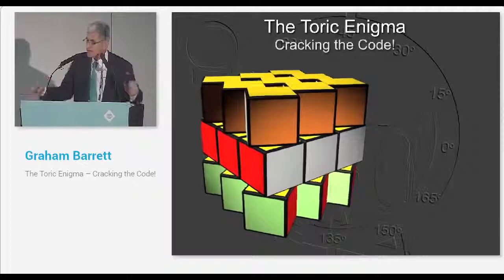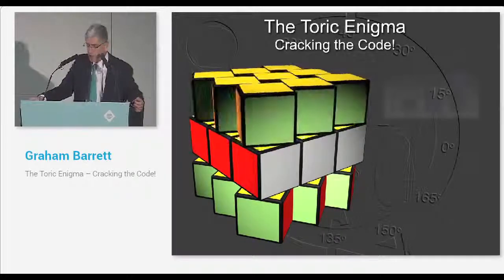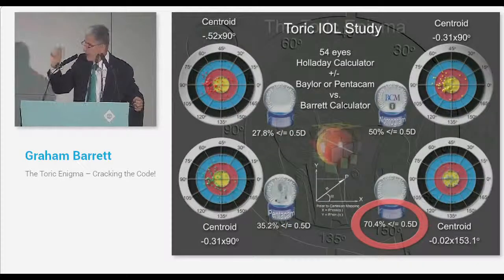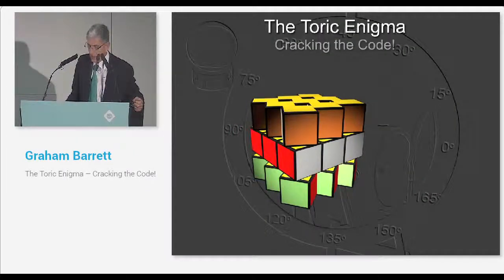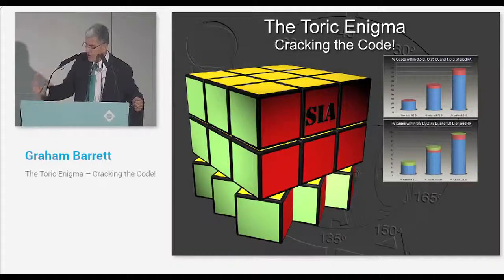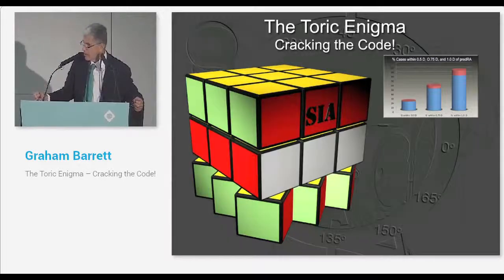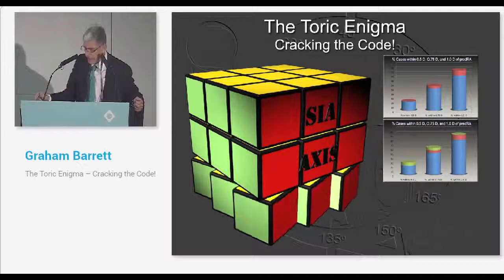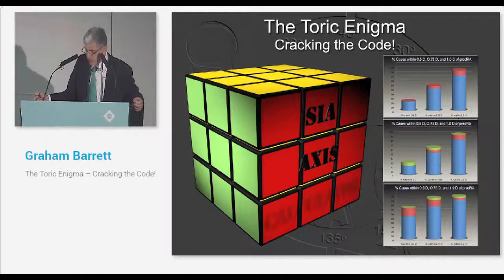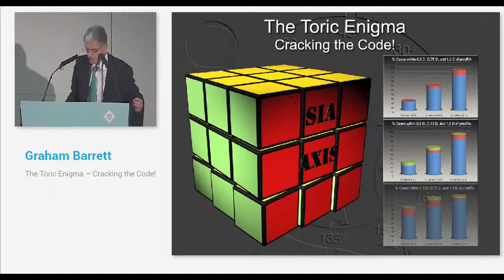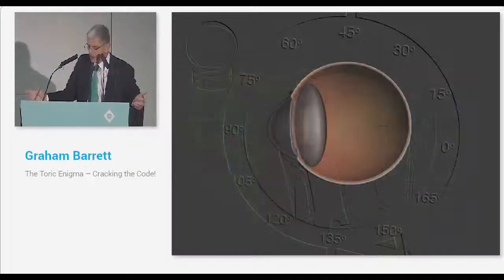So, going back to our puzzle and trying to crack the code, the first thing is you will get an improvement by being more accurate with your SIA. There's a further improvement by being on axis of your toric lens, but as I said, it's quite modest. And the greatest factor of all that you can do today, anyway, is to use an improved calculator in reducing unexpected toric outcomes. I'm not saying that marking is not relevant, of course it is.